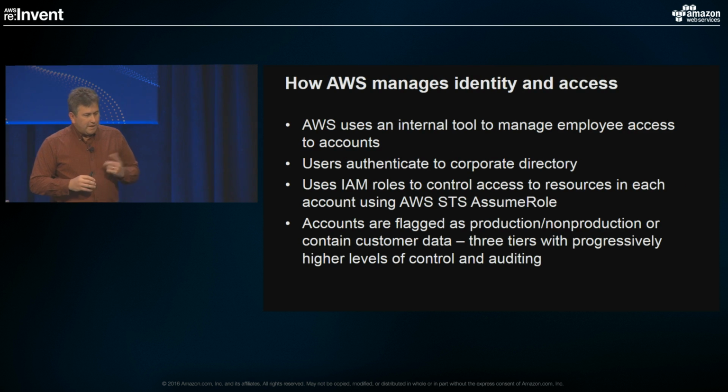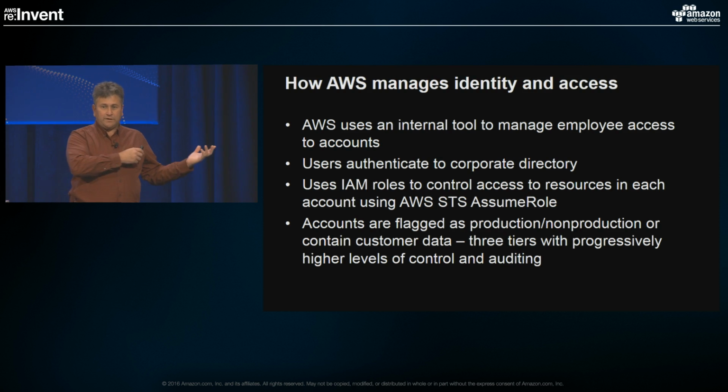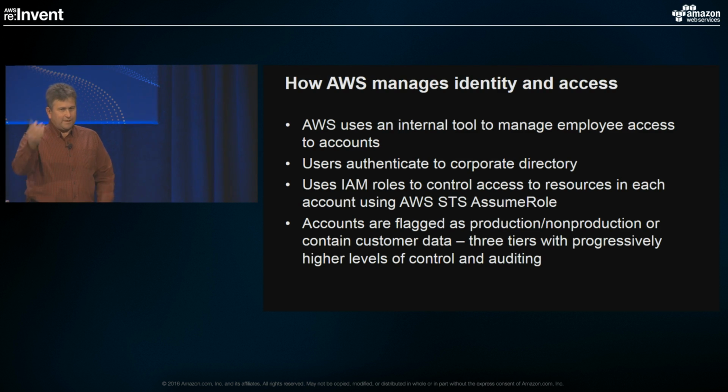So how do we manage identity and access? I talked about this internal tool. I'm not going to tell you the name. You might be able to guess it. But we authenticate back to our corporate directory. We use IAM roles to control access to resources in each account, and we use the AWS STS assume role function to do that. So this solution really kind of does the same thing that our internal thing does, right? So we'll be talking about that. We're basically going to give you the same capabilities. It's based on the same ideas.